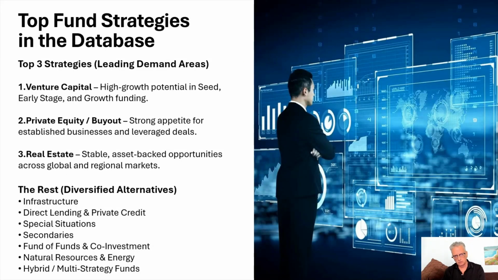So we're going to take a look at the top fund strategies that make up the database. The top 3 are venture capital, which could be refined down to high growth potential and seed, early stage, and growth funding; private equity and buyout, which could mean strong appetite for established businesses and leveraged deals; or real estate, which is stable asset-backed opportunities across global and regional markets. There are also other diversified alternatives: infrastructure, direct lending, private credit, special situations, secondaries, fund of funds and co-investment, natural resources and energy, and hybrid multi-strategy funds.